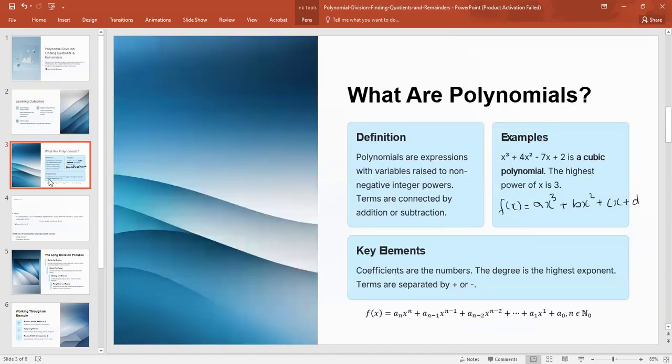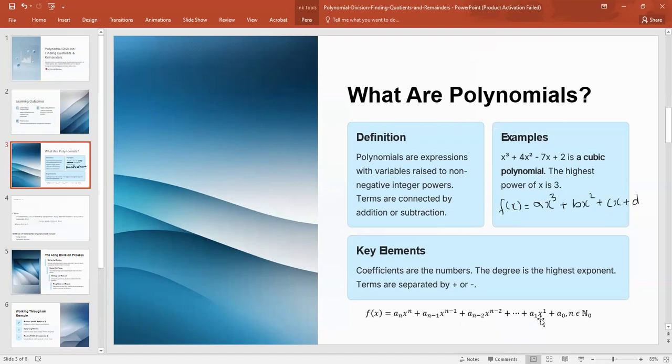How can we define polynomials? Polynomials are expressions with variables raised to non-negative integer powers, and the terms are connected by addition or subtraction. The general formula for a given polynomial is f of x equals a_n times x to the power n plus a_(n-1) times x to the power n minus 1 plus a_(n-2) times x to the power n minus 2 plus up to a_1 times x to the power 1 plus a_0, whereby n is an element of whole numbers.